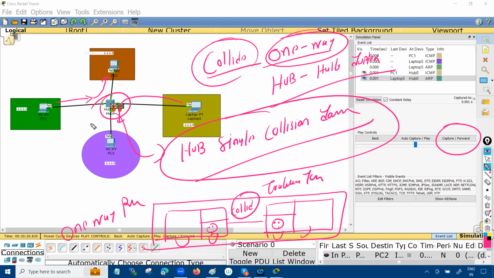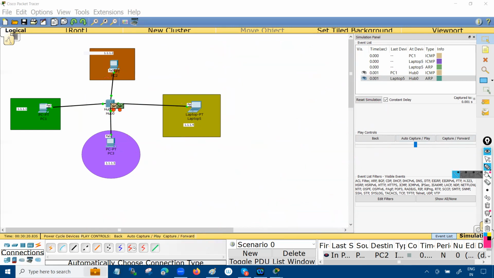If there is a collision, what happens? For a period of time, for a few minutes, you will have traffic loss in your network. And that's why it's not recommended to use a hub in the market nowadays. That's the biggest issue with the hub.